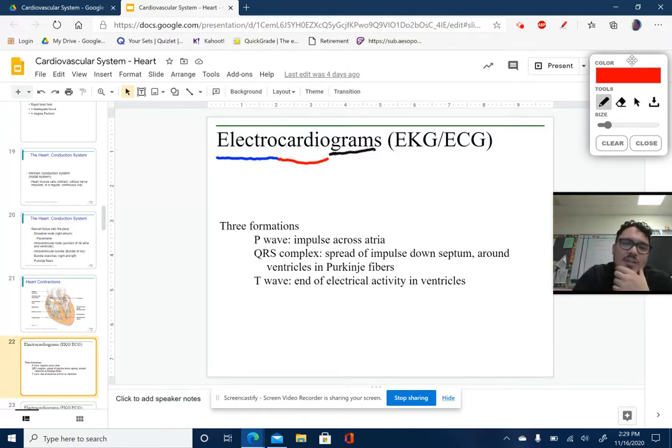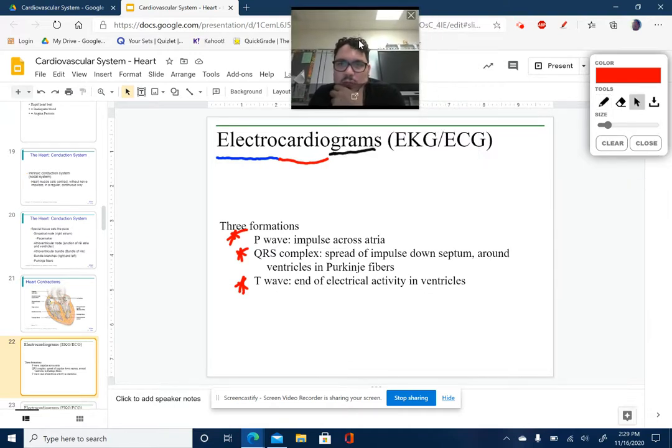There are three formations of an electrocardiogram we need to know: the P wave, the QRS complex, and the T wave. It's just the alphabet. You just start with P, QRS, T. Now, there's a way to summarize this that I think, in my opinion, makes it easier to learn. So I'm just going to move this up here for the time being. For the P wave, you notice how it says an impulse across the atria? I think what's easier is just flat out saying it's the atria contracting.